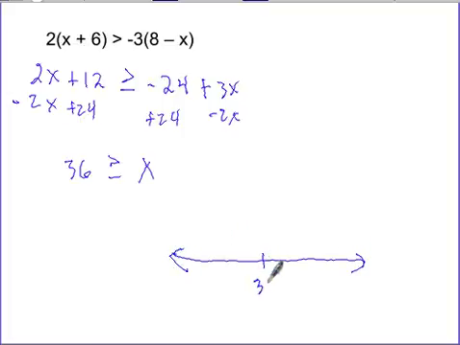Closed? No, open. 36. Oh, it's closed. Wait a minute, you didn't catch my mistake on this one. Oh yeah, it's open. I changed the symbol. I was used to writing it on the last two problems, I guess, but it's just greater than. So it's open at 36 and shades to the left. X has to be less than 36. Good.